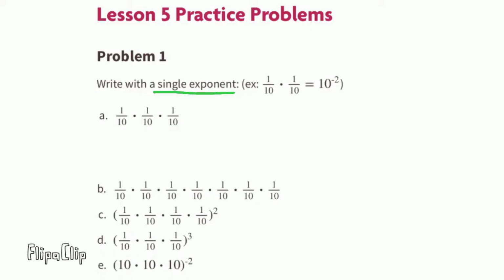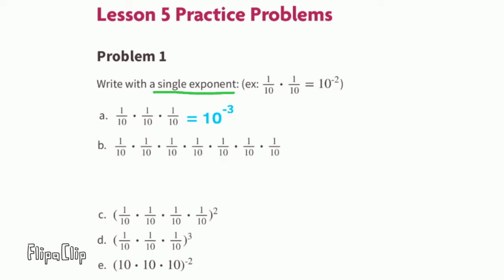A. 1/10 times 1/10 times 1/10. Written with a single exponent, that would be equivalent to 10 to the power of -3. B. This time, 1/10 is multiplied by itself 7 different times. So this is going to be equivalent to 10 to the power of -7.